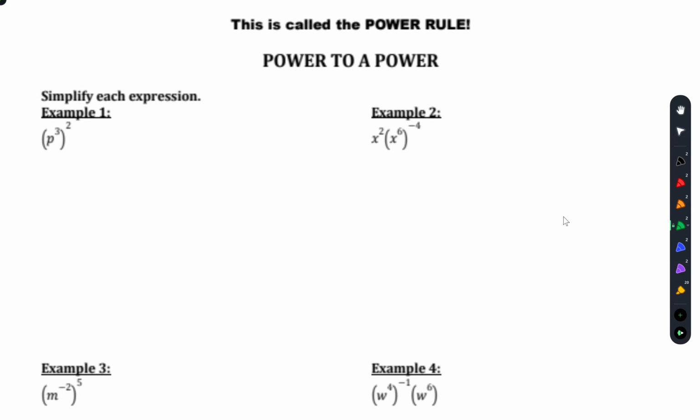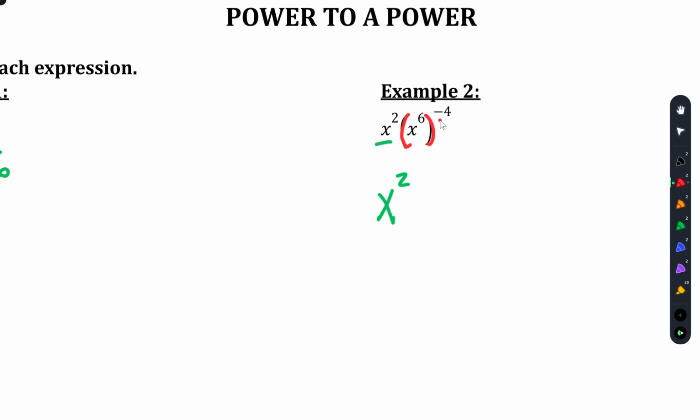Now, example 2, I got a little bit more going on. The x to the second power kind of just stays where it is. But I then have x to the sixth raised to the negative fourth. That negative 4 only is talking about the x to the sixth power. What's x to the sixth to the negative fourth? X to the negative 24.